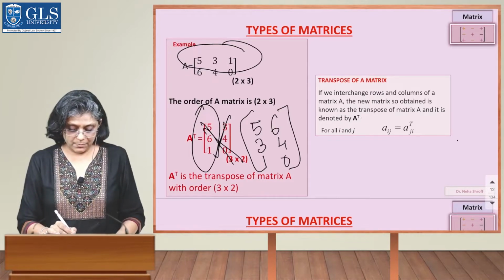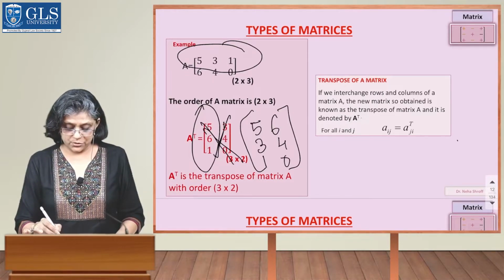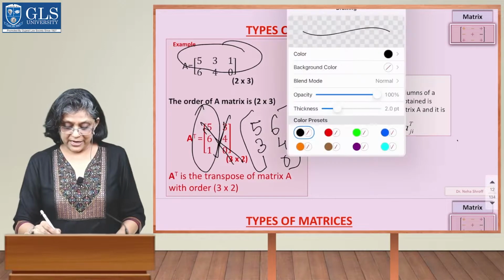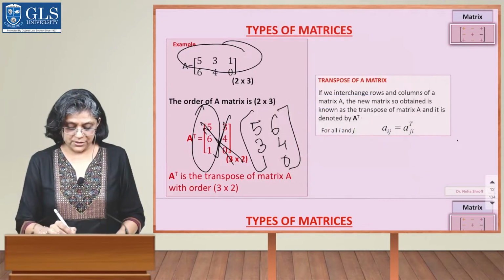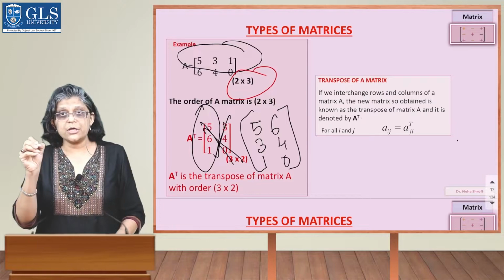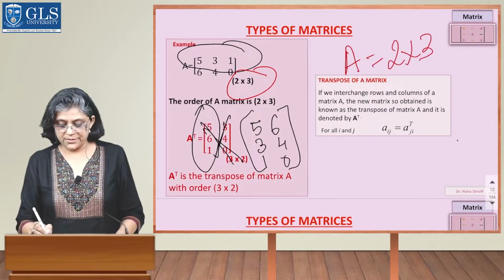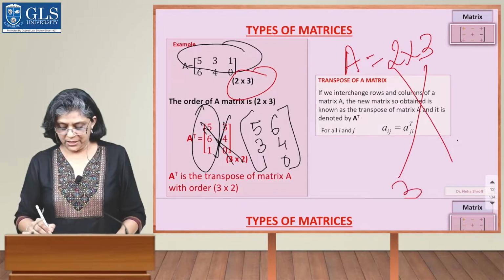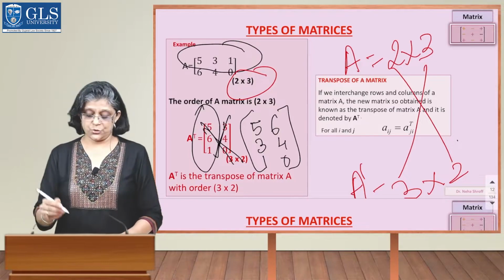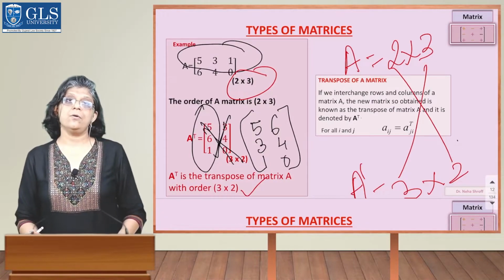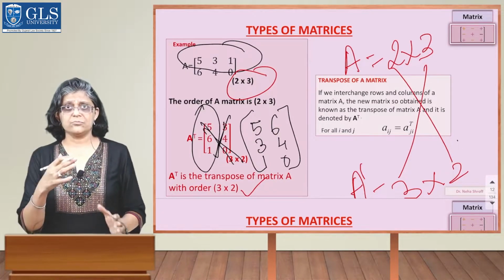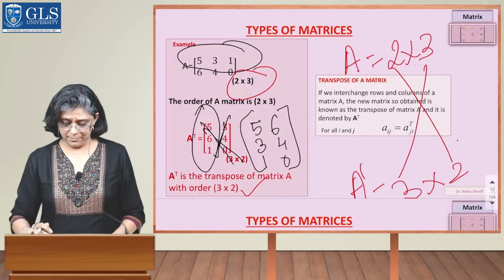Now, another main important point to be understood here is the order of the matrix. This was 2 cross 3. A has an order of 2 cross 3. I tried to interchange. Simply, the order of the transpose is 3 cross 2 and that is why we have written it down here. I think समझ में आ रहा है ना बच्चे क्या हम पढ़ रहे हैं?